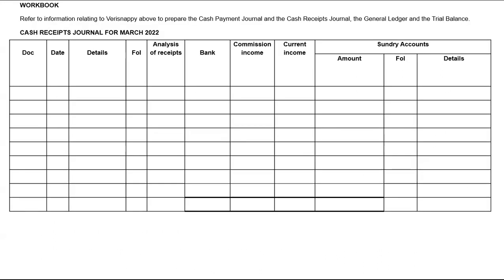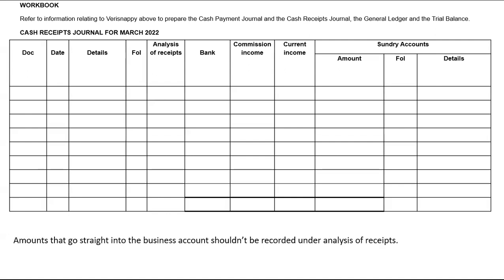Since it went into the business bank account, we will not record anything under analysis of receipts, because analysis of receipts refers to amounts that we received in cash and we issued a receipt for. In this case, we did not receive any receipt. That's why under document, I will simply write in the bank statement. BS stands for bank statement. The date is the 5th. Under details, you will write the person from whom we received the money, and that will be N Botha. You get a mark for that.